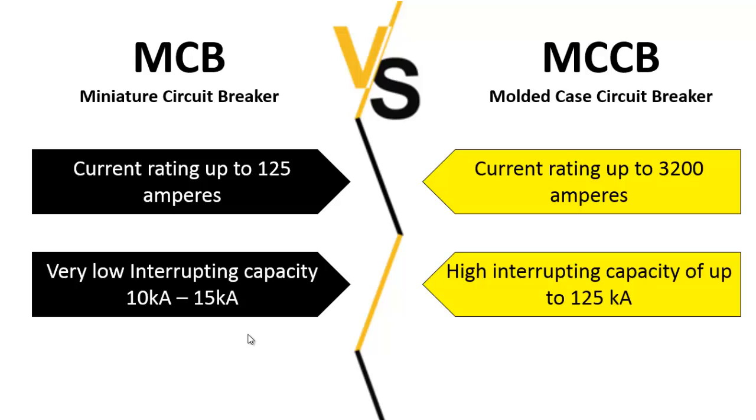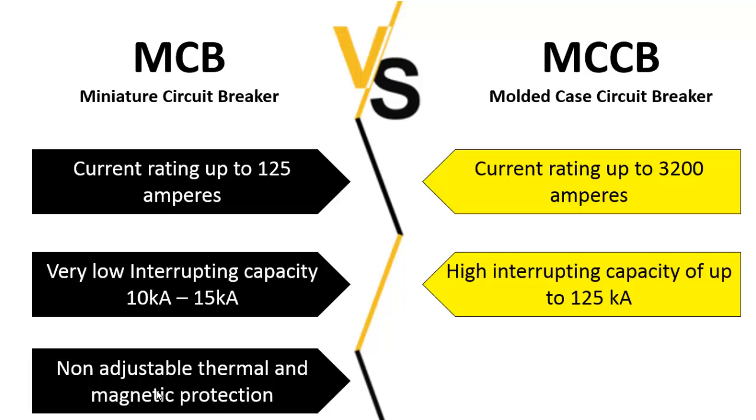One very important thing to note here is that, being a designer, you have to be very careful in selecting the interrupting capacity of a breaker, because the higher the interrupting capacity of the breaker, the higher the cost of the breaker. So as a designer, you have to first calculate the maximum short circuit rating of your circuit, and depending on that you can use either MCB or MCCB. For example, if the maximum short circuit level in your circuit exceeds 20 kA, then you can't use MCB, you have to use MCCB.